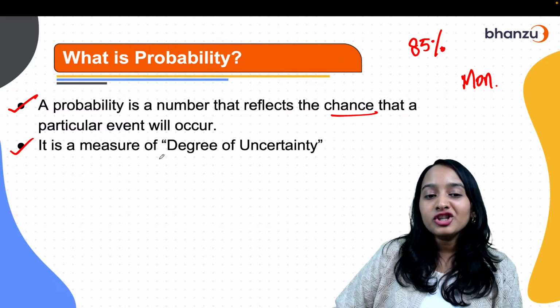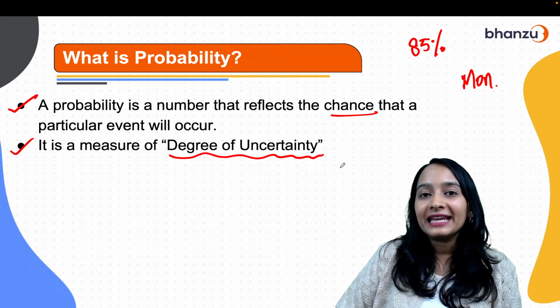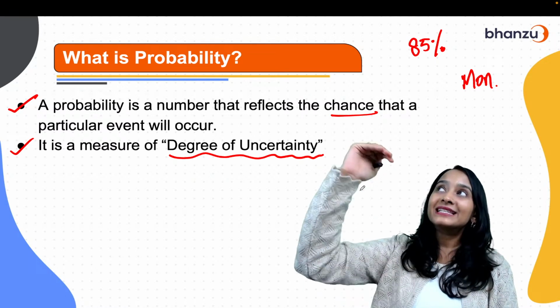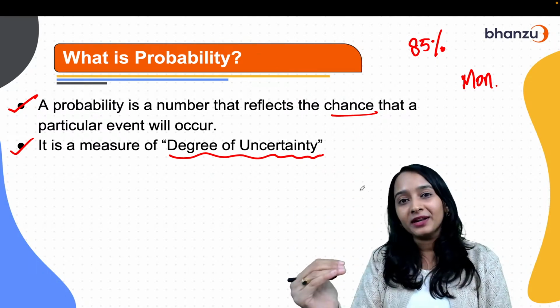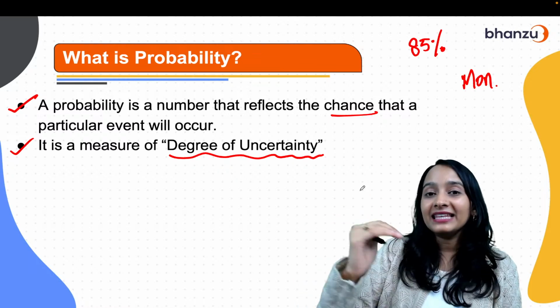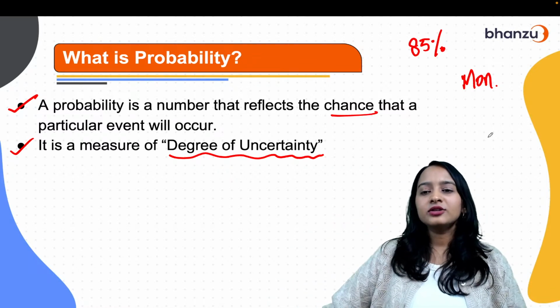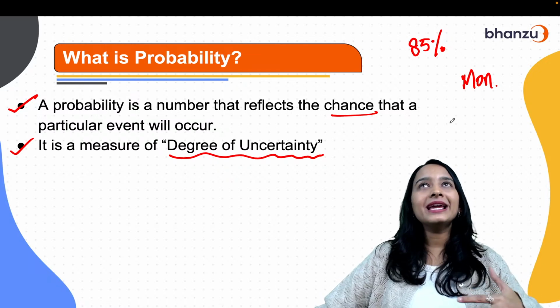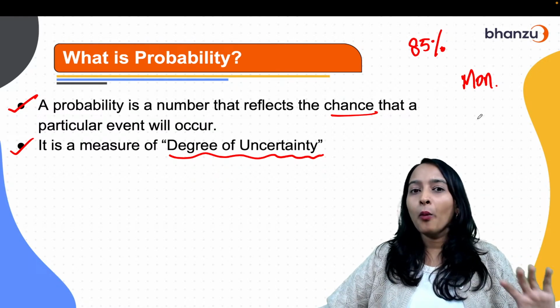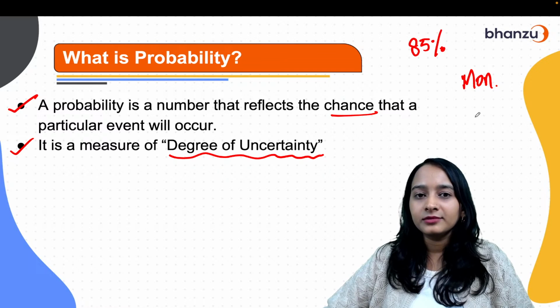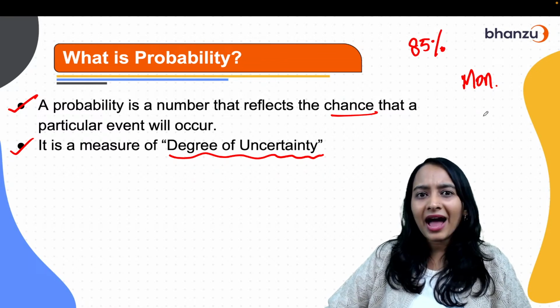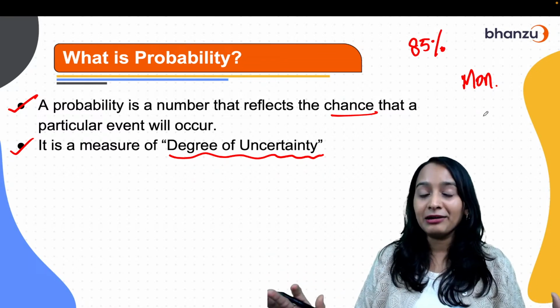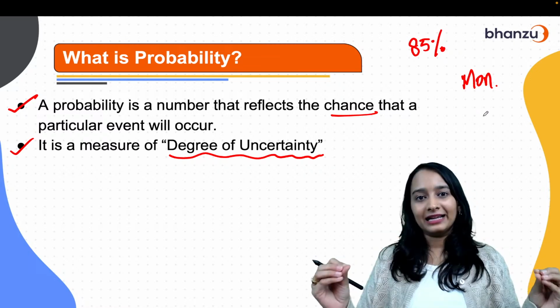Now, it is the measure of degree of uncertainty. Matlab, to what extent can the event happen? Or to what extent can the event not happen? See, if I say today it looks cloudy in Bangalore, what are the chances that it might rain? I will say, it looks like I have a really high chance that it will rain by evening. So that's a normal English layman term.